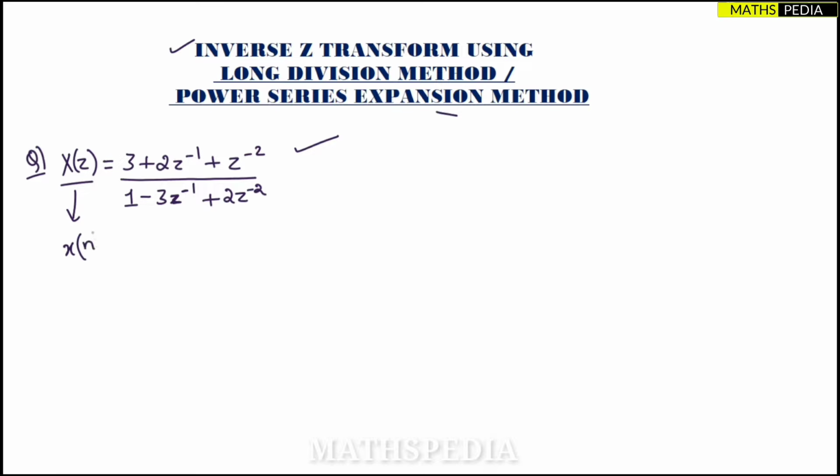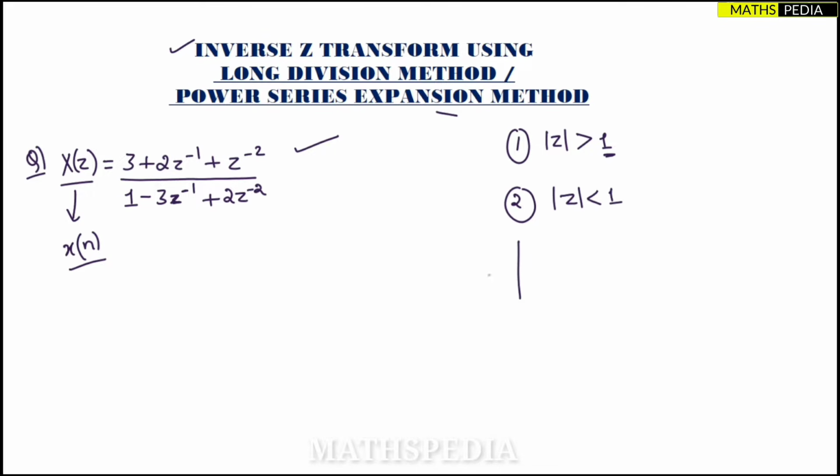That means you have to find x of n. Simple. Okay. So here we are going to use the long division method, or power series expansion method. Basically you have to do the division. In this type of question they will give you two conditions, either one of them. The first condition is mod z greater than 1. The second condition is mod z less than 1.